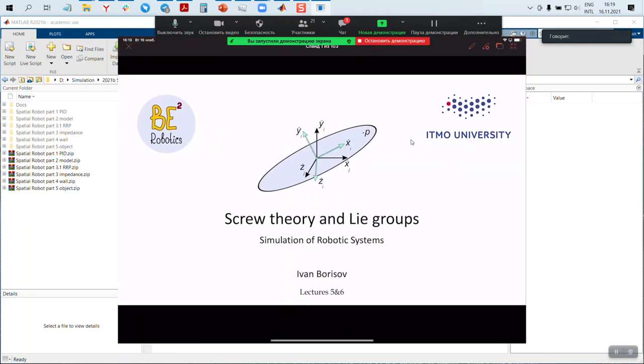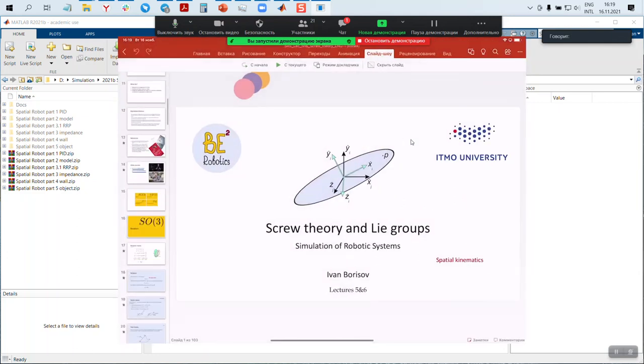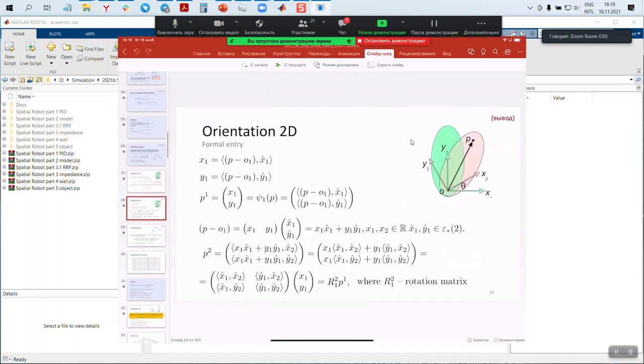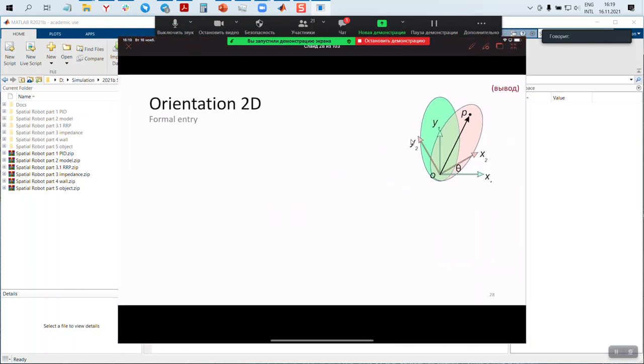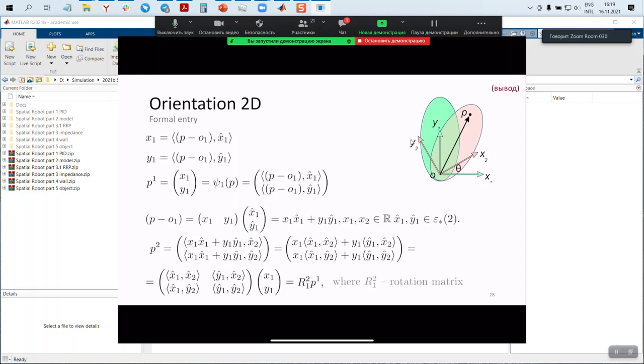I erased it. I'm sorry, let me write this again. So we wrote something like cosinus theta, then minus sinus here, sinus here, and cosinus here. So this is our system.